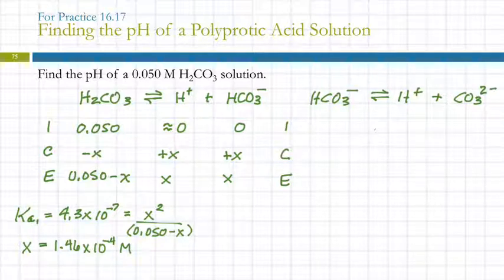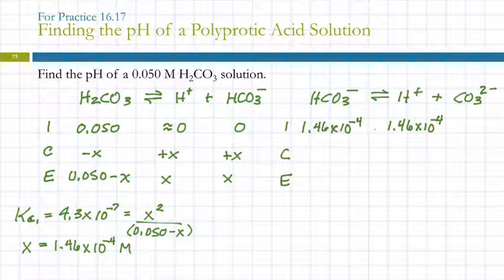Now, for the initial concentration, it's not this 0.05. It's the concentrations that we found after the first ionization. So the concentration of HCO3 minus is equal to X, which is what we found here. And is the concentration of hydrogen ion approximately 0? No, it's X, 1.46 times 10 to the minus 4. What about the concentration of carbonate ion? That's 0.